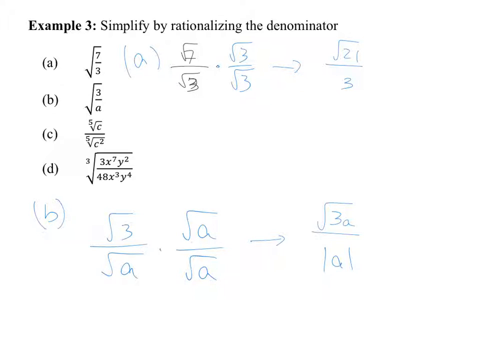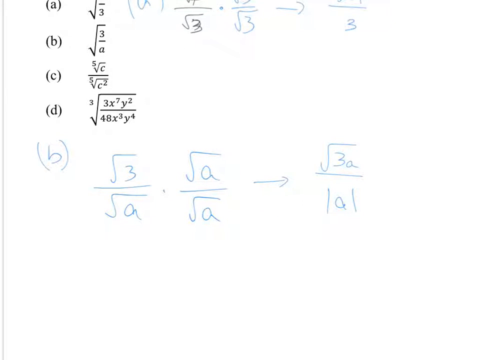But it's always absolute value A there. Good, that's part B. Part C. Instead of being a square root now, you're seeing that we can do this for other types of roots as well. So part C, we've got the fifth root of C over the fifth root of C squared.